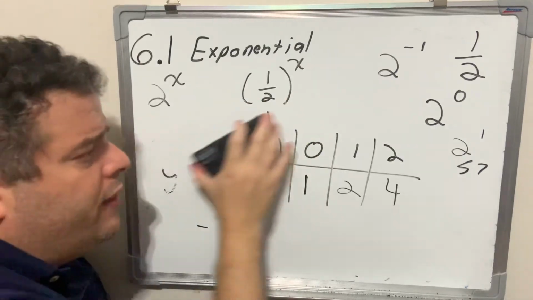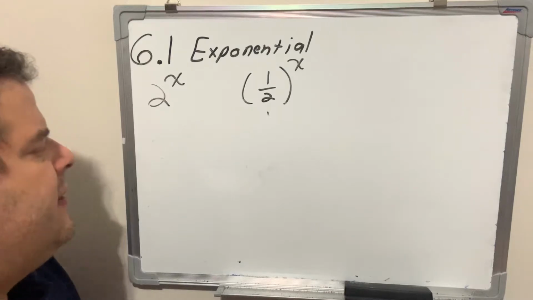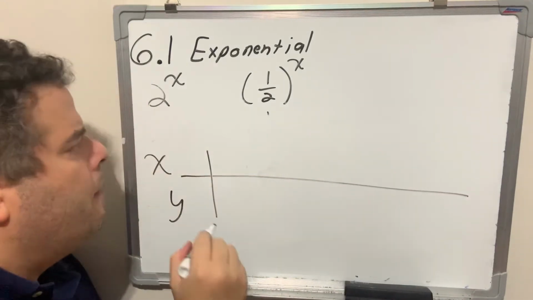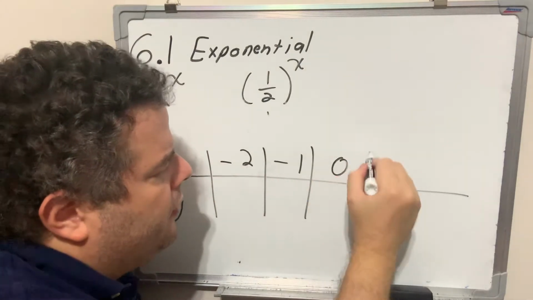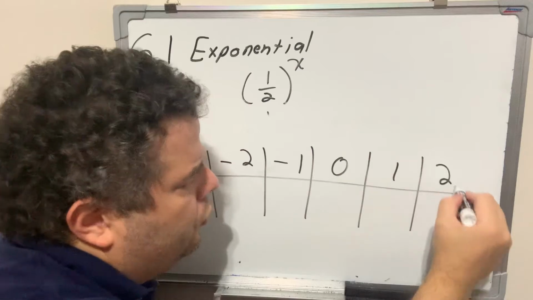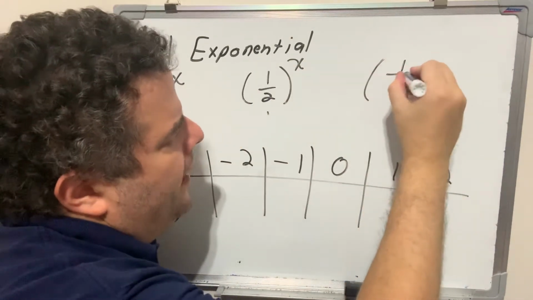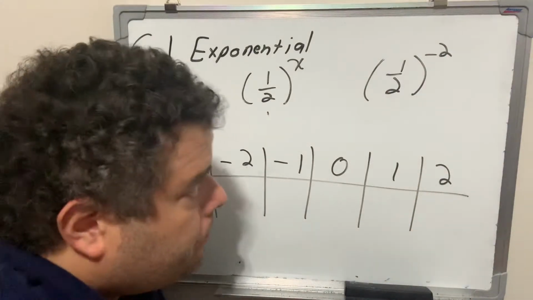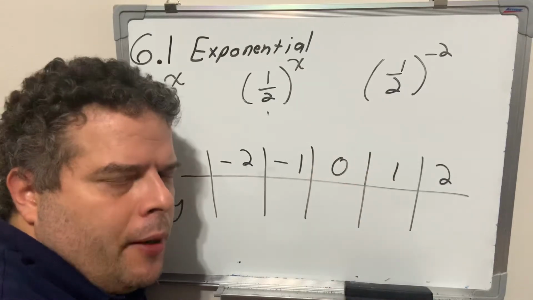Now let's go over this one. Again, same deal. Hasn't been translated. I'm going to use my -2, -1, 0, 1, 2. I'm going to write this to the second side, -2. Now, there's a couple of ways to view this particular problem.